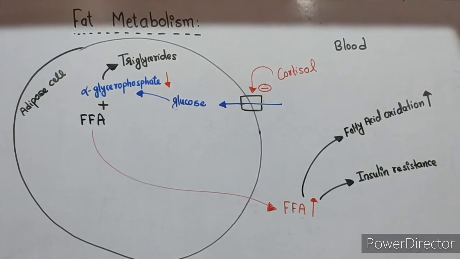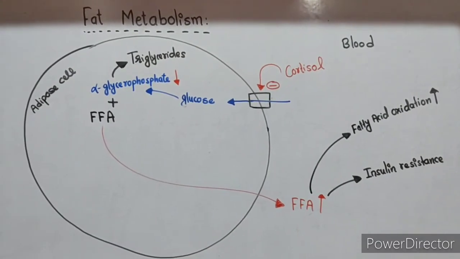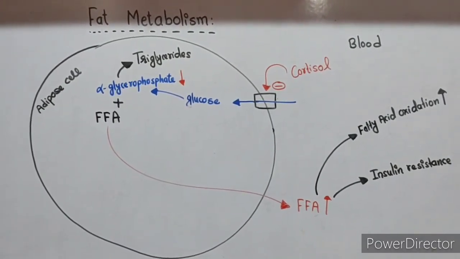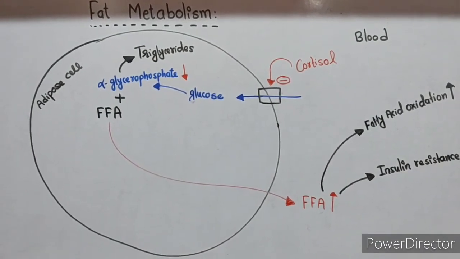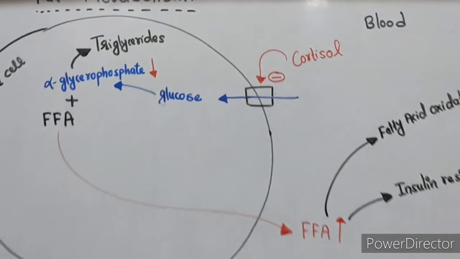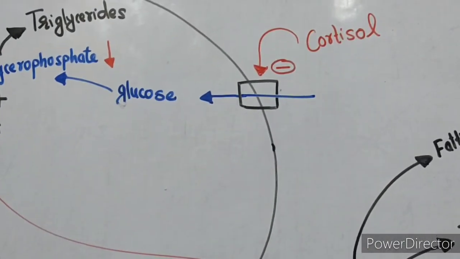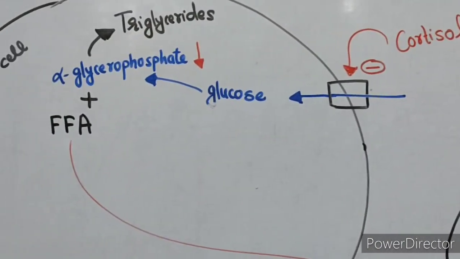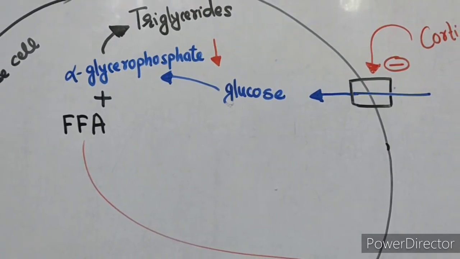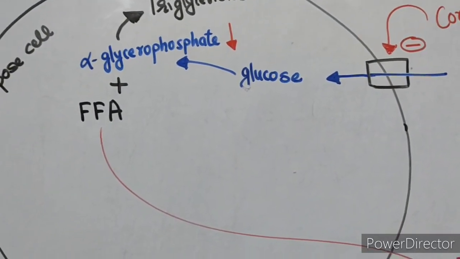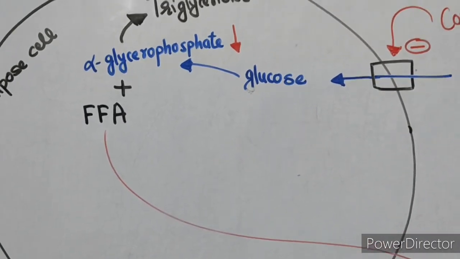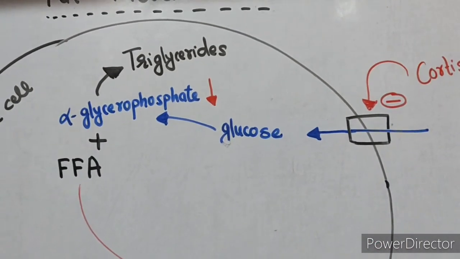Role of cortisol in fat metabolism. In the adipose cell, fat is stored as triglycerides. How is triglyceride formed in the adipose cell? First, glucose is transported from blood into the adipose cell. This glucose is converted into alpha glycerophosphate. Alpha glycerophosphate combines with free fatty acids in the adipose cell to form triglycerides.